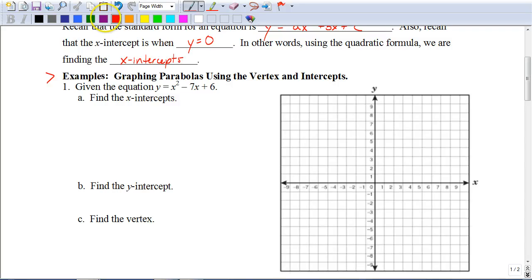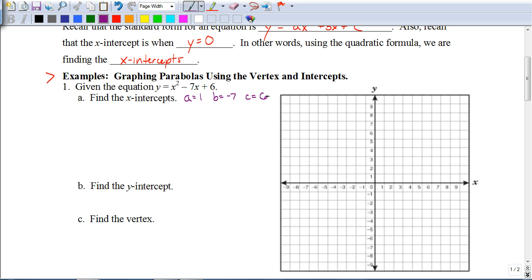So let's look at this problem here. Again, they give us the equation y equals x squared minus 7x plus 6. We're going to graph that using the vertex and the intercepts. So to start out, we're going to find the x-intercepts, so we're going to use the quadratic formula. That's where a is 1, b is negative 7, and c equals 6.